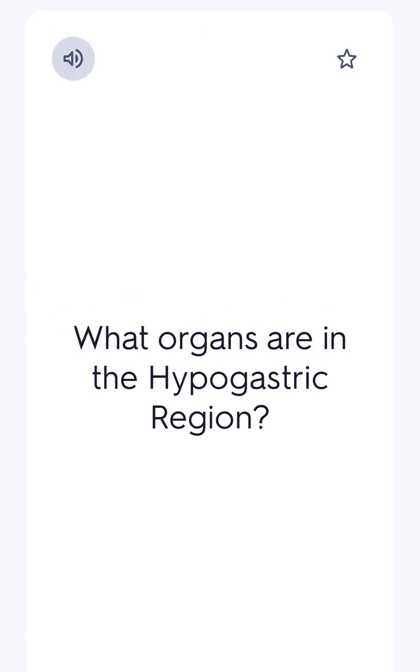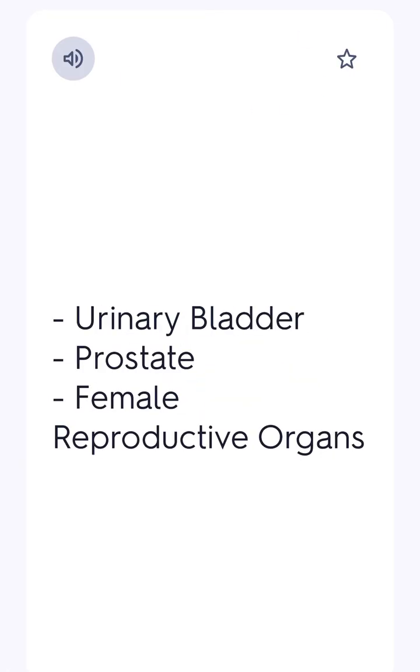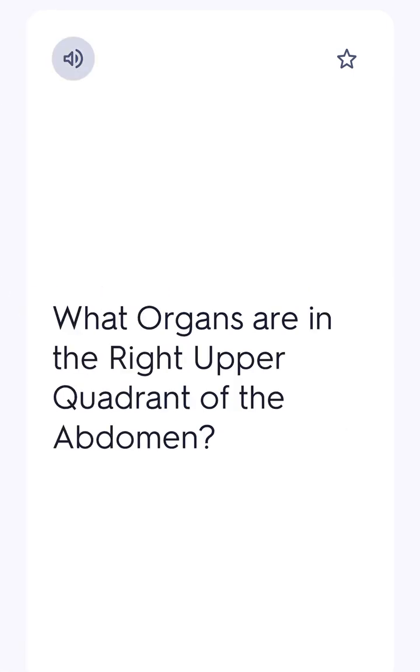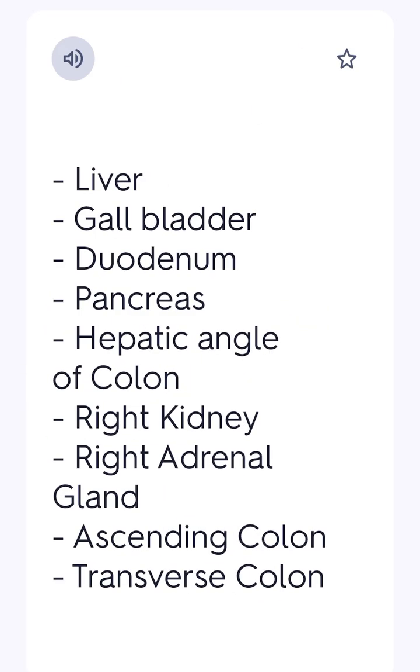What organs are in the hypogastric region? Urinary bladder, prostate, female reproductive organs. What organs are in the right upper quadrant of the abdomen? Liver, gallbladder, duodenum, pancreas, hepatic angle of colon, right kidney, right adrenal gland, ascending colon, transverse colon.